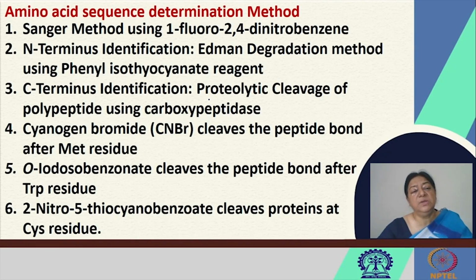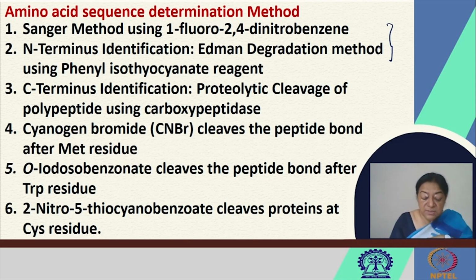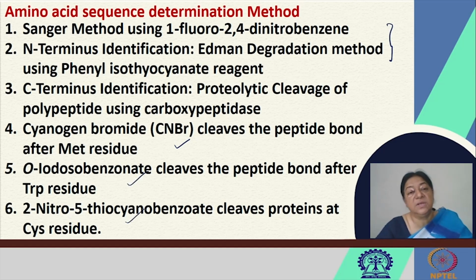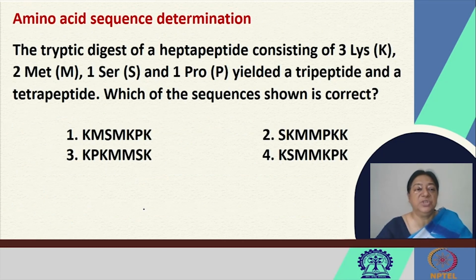So we have the amino acid sequence determination methods: the Sanger method, the Edman method, and the C-terminus method that can be used with the carboxypeptidase. So we have one end, the N-terminus, that can be determined by these two methods. We have the carboxypeptidase method that can be used to determine the C-terminus, and the CNBr that we looked at will cleave the peptide bond after the methionine residue. And there are other specific chemical cleavage methods that can work on our polypeptide chain.